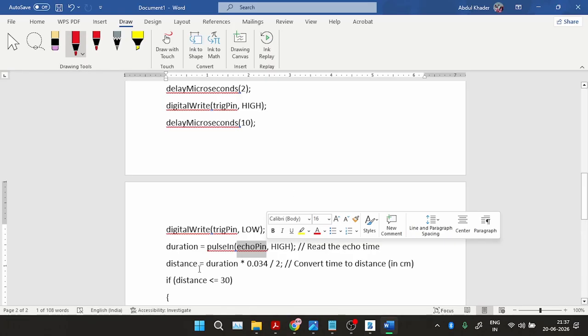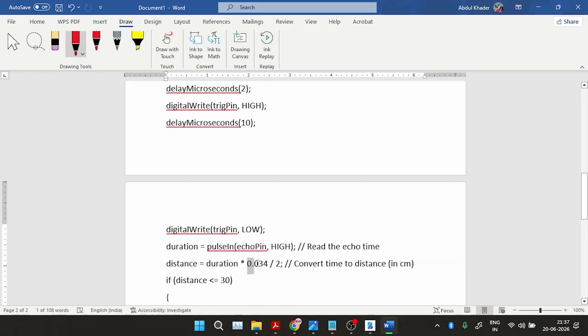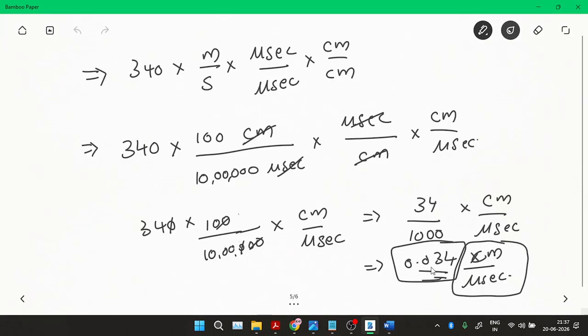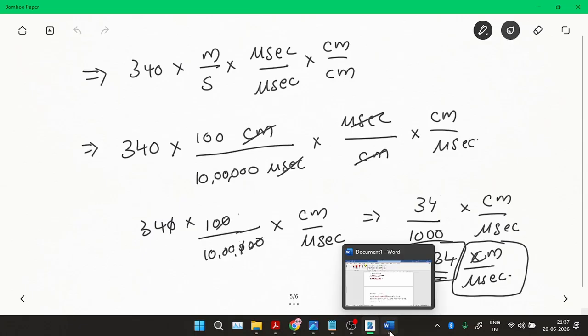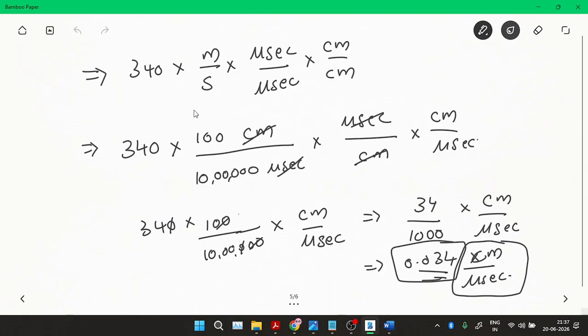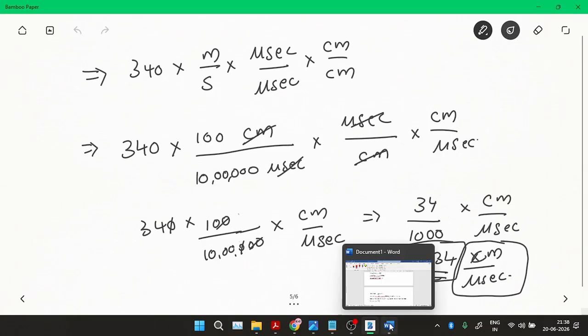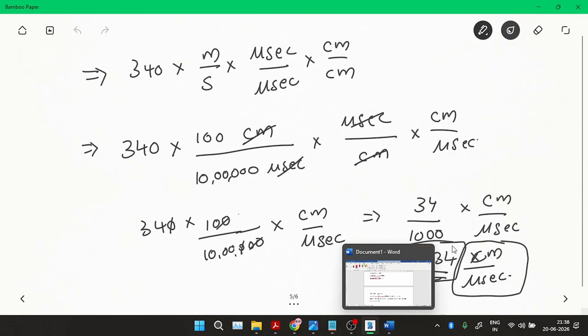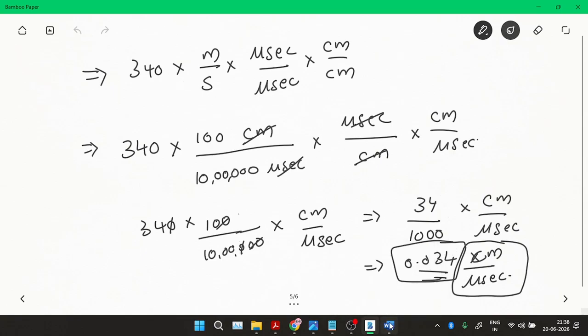After that, it will calculate the distance, and see here, you have 0.034 divided by 2. That 0.034 is 0.034 centimeters per microsecond. Why do we have to convert this? Because microcontrollers calculate only in terms of microseconds, and the ultrasonic sensor calculates distances only in centimeters, not decimeters or meters. So we convert meters per second into centimeters per microsecond, and while converting we get 0.034, which is nothing but the 340 converted to a lower scale.